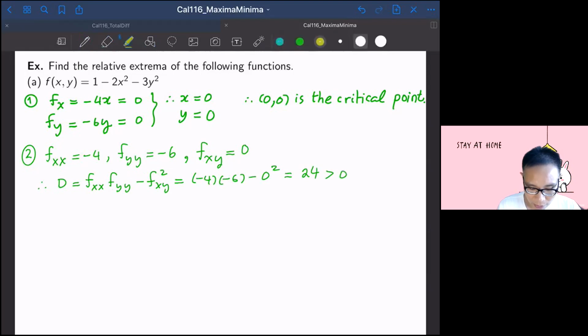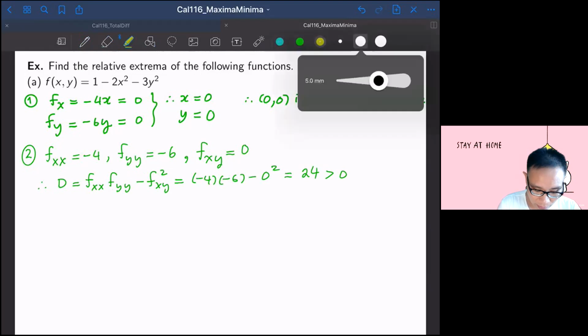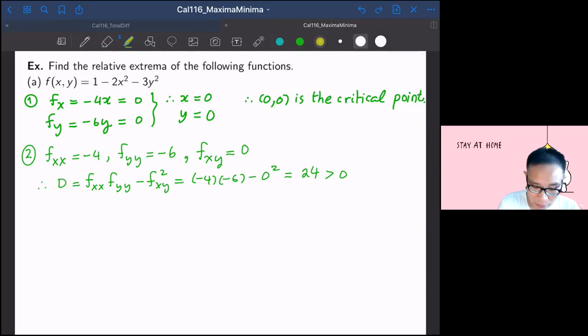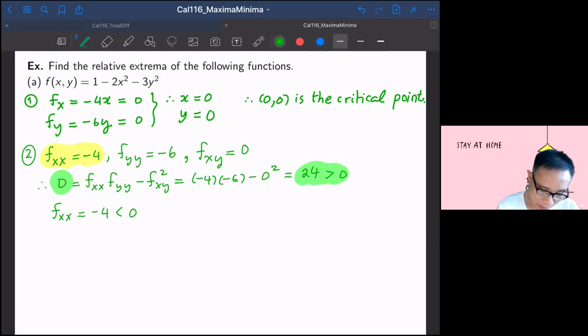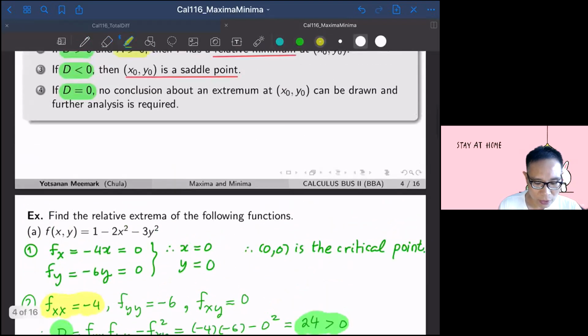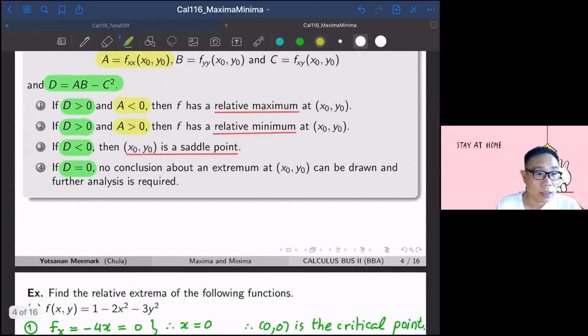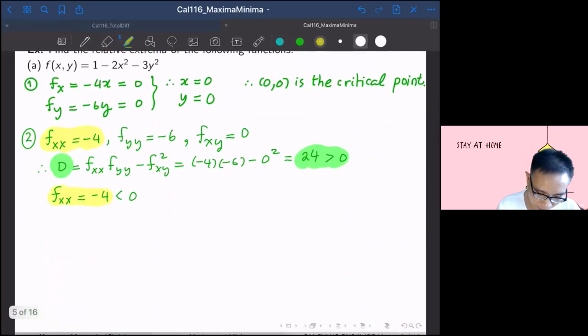So this is the green guy that we highlighted earlier, equal to 24. And you have the yellow guy, fxx, which is equal to negative 4, so it's negative. In this case you go to the second derivative test. You are in the case that D is positive and A is negative, so this will give you a relative maximum.